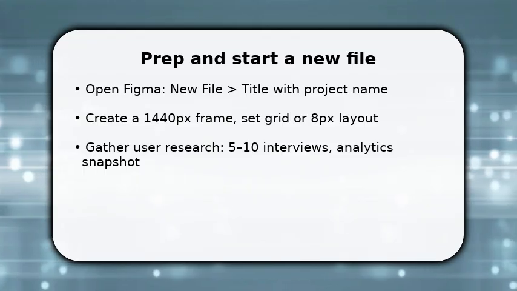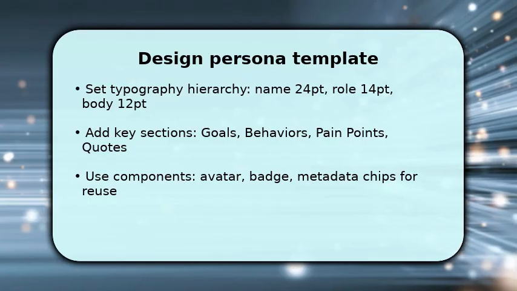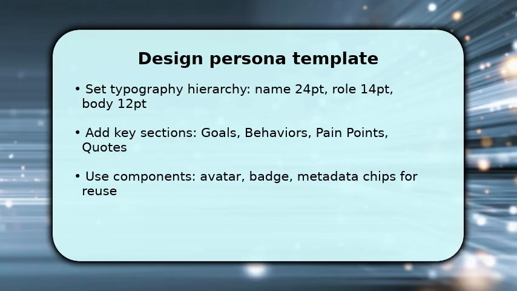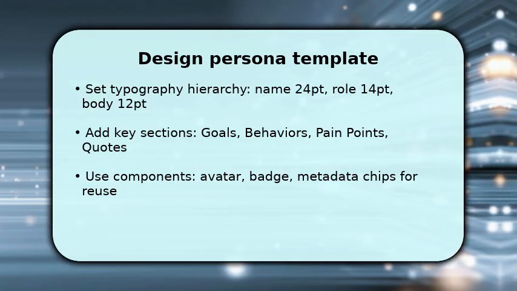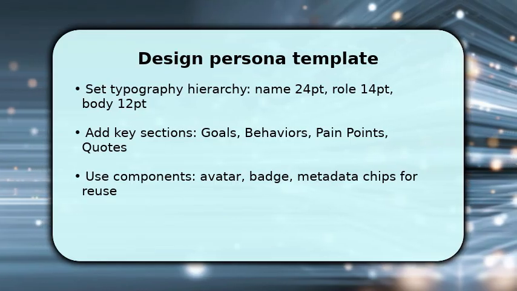You now build a reusable persona template using components and styles. Consistency makes iteration fast. Start with a clear typography hierarchy. Name at 24 points, role at 14, and body copy at 12 so information reads in order.